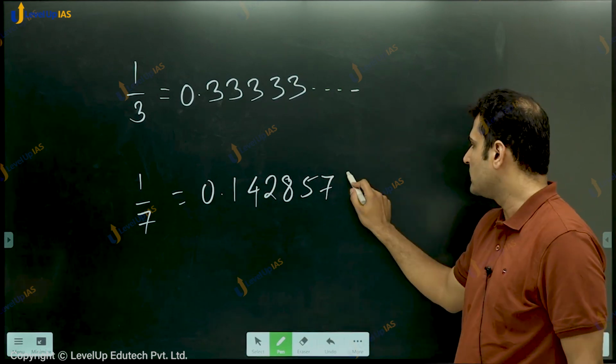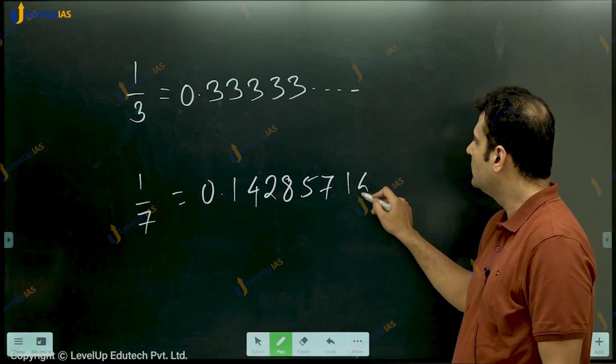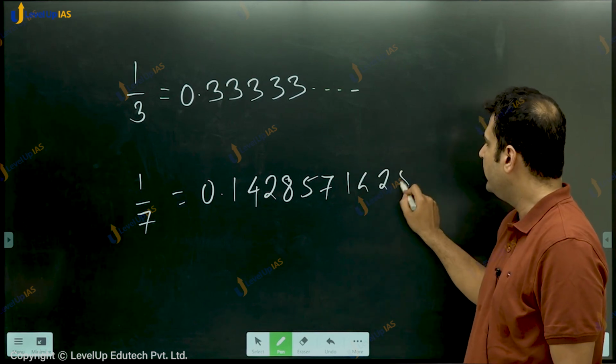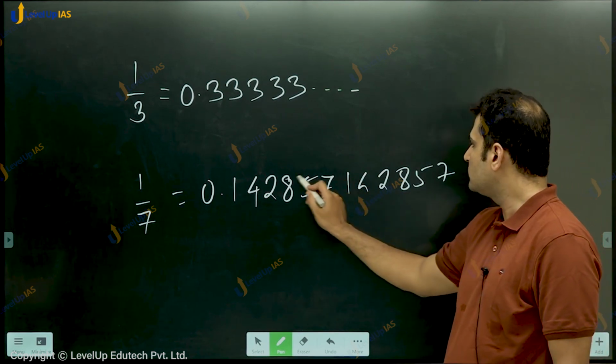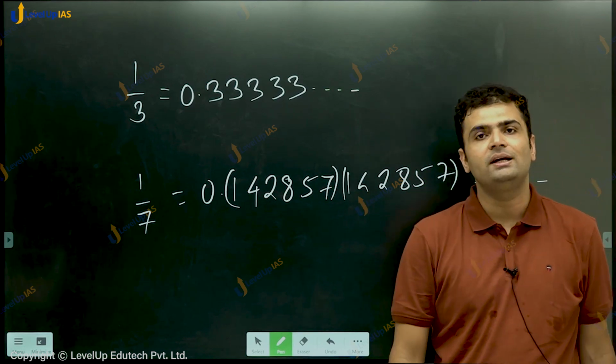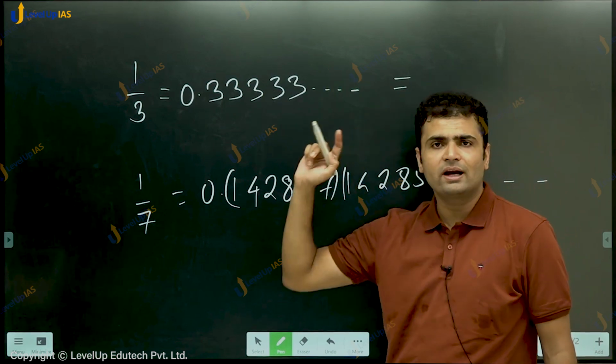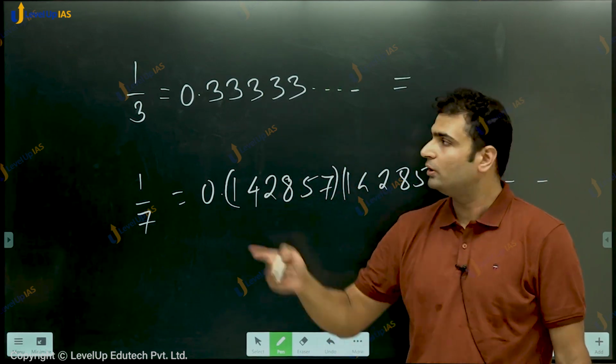Again 7 1s are 7. 30. 7 4s are 28. Then 2, 8, 5, 7. So this thing will repeat infinitely many times. So you cannot just write it infinitely, right? On a piece of paper you cannot write it like this.